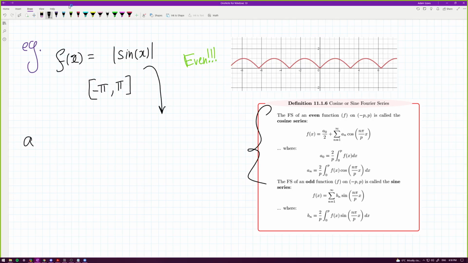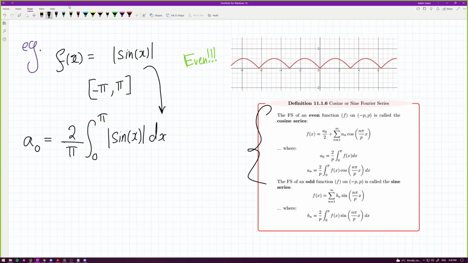And so we can just start calculating. A naught is our first thing. I like to do it in this form, so A naught over 2 is what's going to be put there to add, but we can just calculate A naught first. That's going to be 2 over P, which is pi, times the integral from 0 to pi of the absolute value of sine x dx. So that's what A naught's going to be.